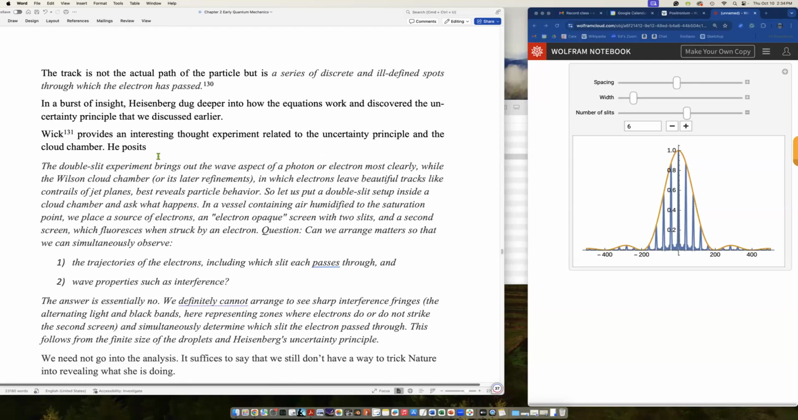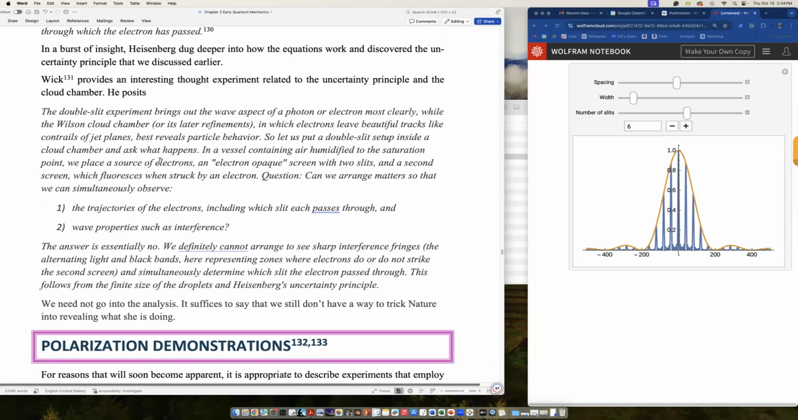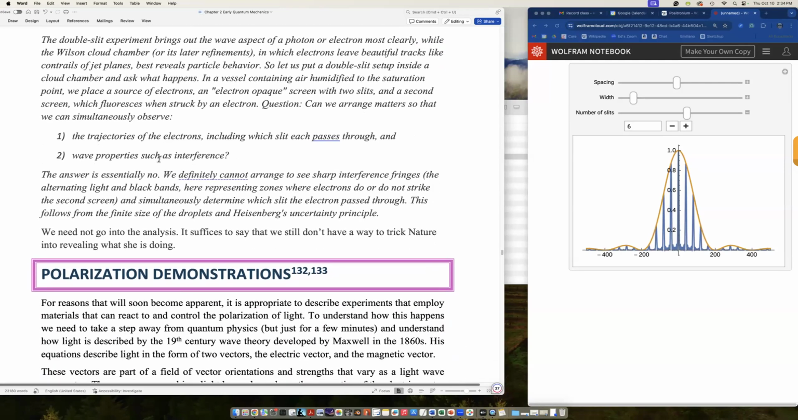So what we have is an accumulating list of pieces of evidence from the double slit experiment. Here's a quote from a recent book on this. The double slit experiment brings out the wave properties of the photon or electron. And we will be considering this more. At this point, I want to do a demonstration for you.